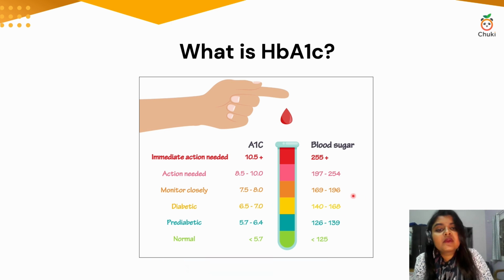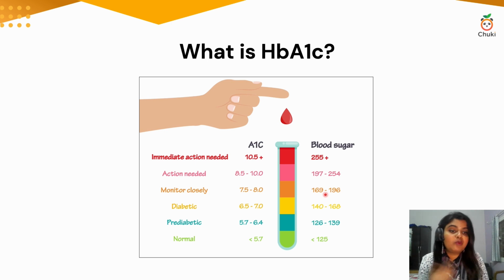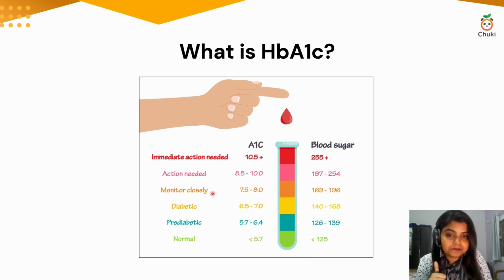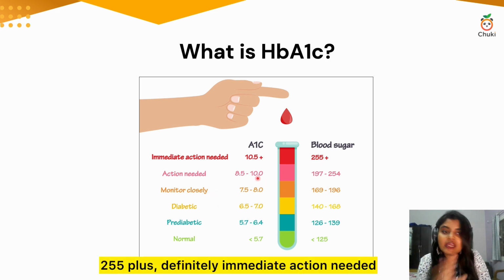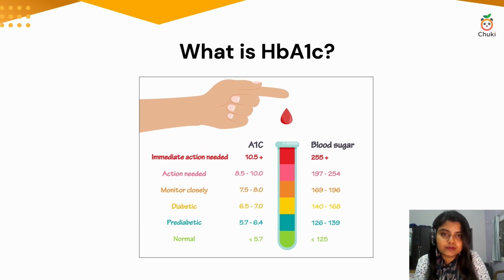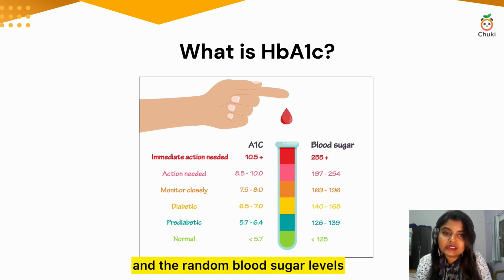If it is 169 to 196, then you need to monitor closely. If it is 197 to 254, action is needed here. 255 plus, definitely immediate action is needed. It could be a serious issue, right? So this is just the interpretation of the HbA1c and the random blood sugar levels.